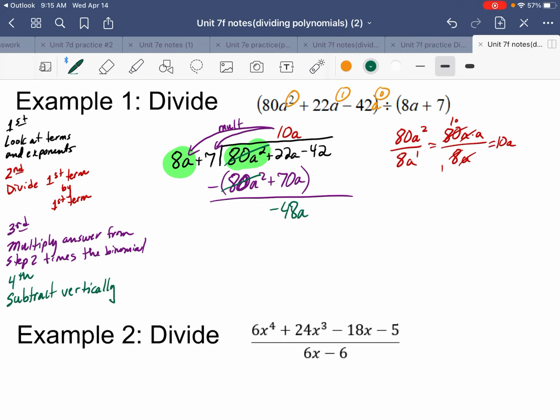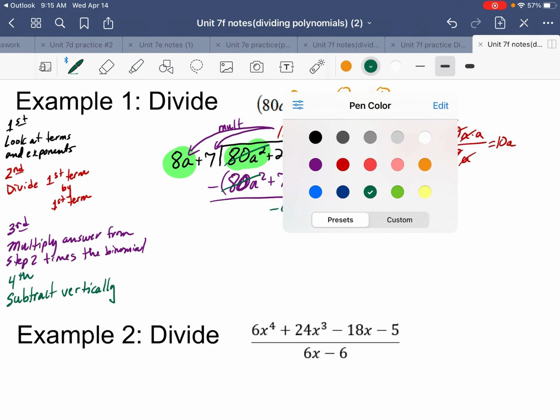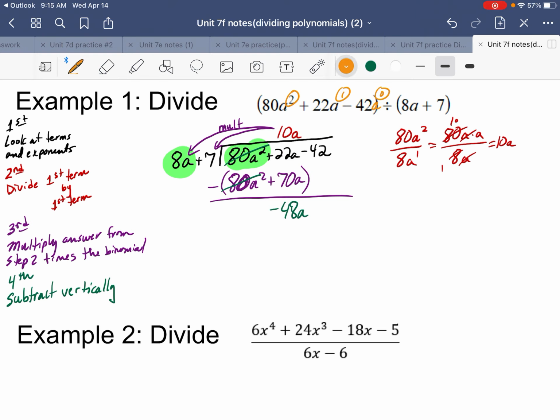The fifth step now, so now we've subtracted everything. Our next step is to bring down the next term. Pretty easy step.